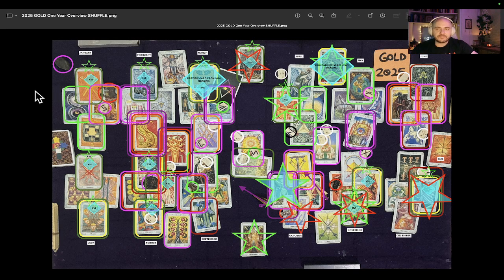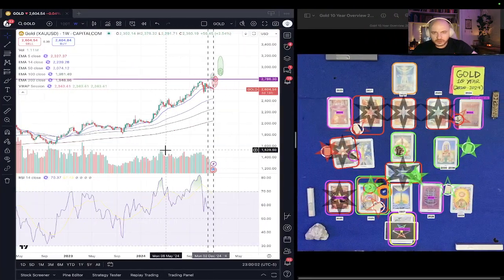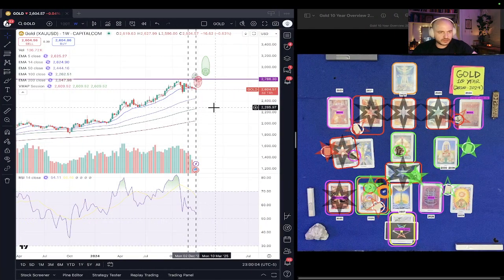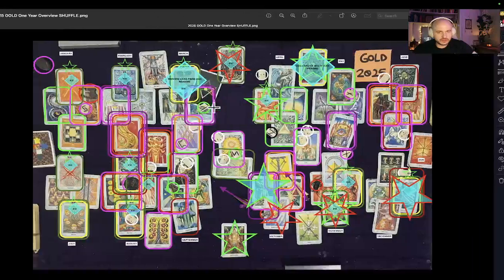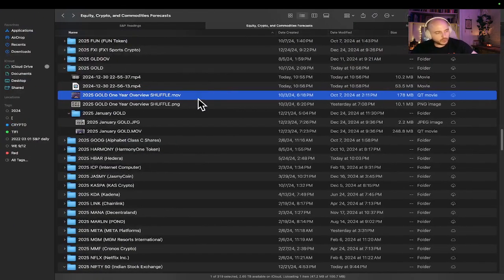So we've got this significant peak. It looks like there's a significant peak around the cusp of December 2024 and January 2025. Interesting. Oh, wow. Yeah, so there's like a breakout here right at the end of the month. We likely see a lot of movement to the upside.